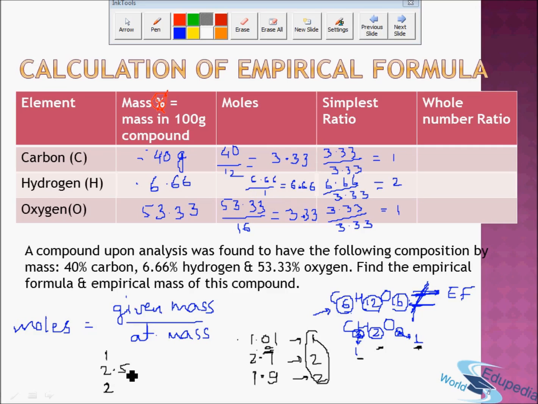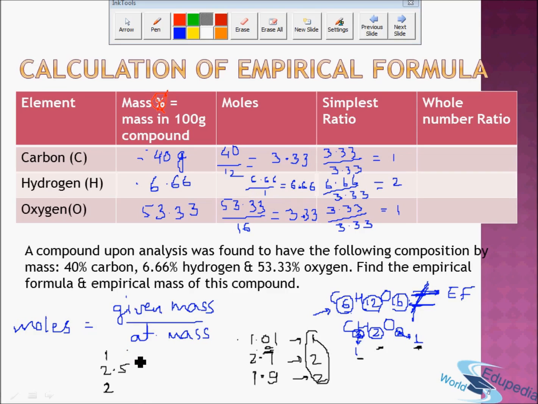Let's start with 1. Always start with the lowest number. If I multiply 2.5 with 1, it cannot get converted into a whole number. If I multiply 2.5 with 2, it can get converted into a whole number. 2.5 multiplied with 2 is 5. So if I multiply this with 2, I will have to multiply 1 with 2 and 2 with 2 also. I'll have to multiply all three with 2.